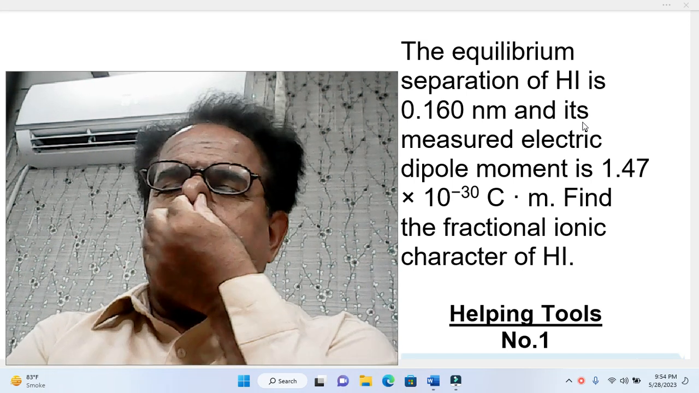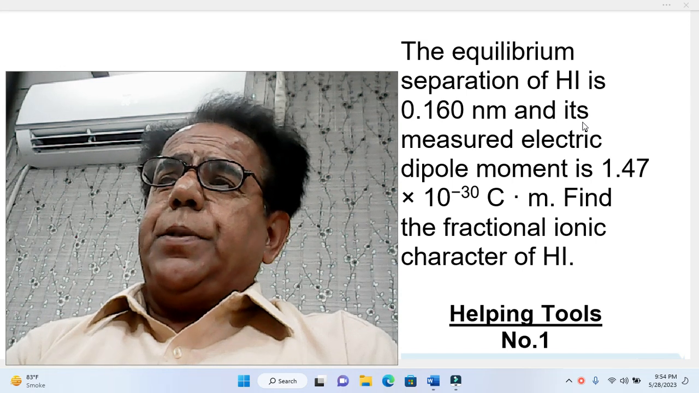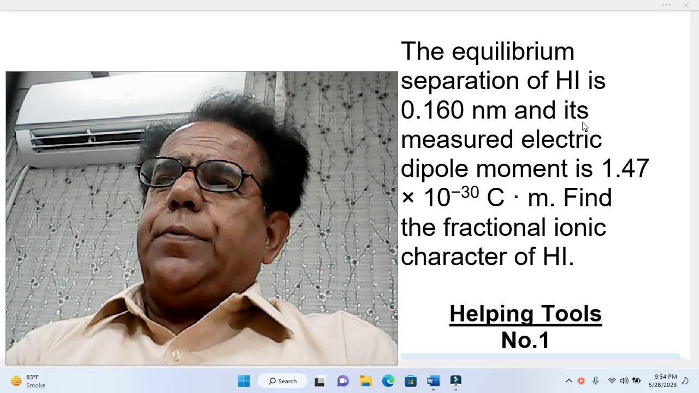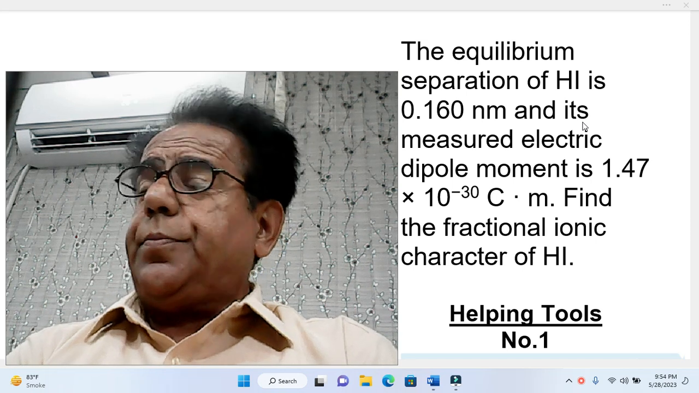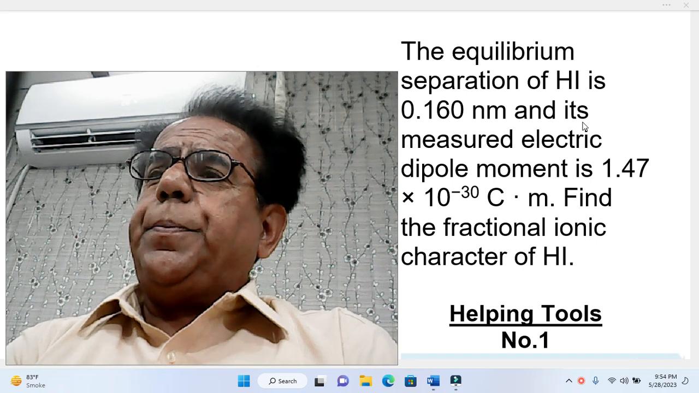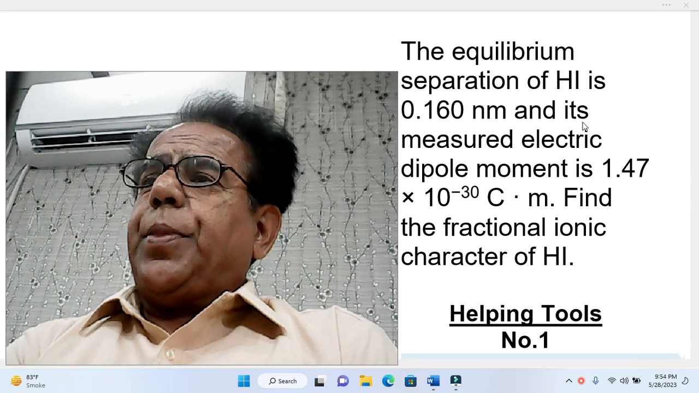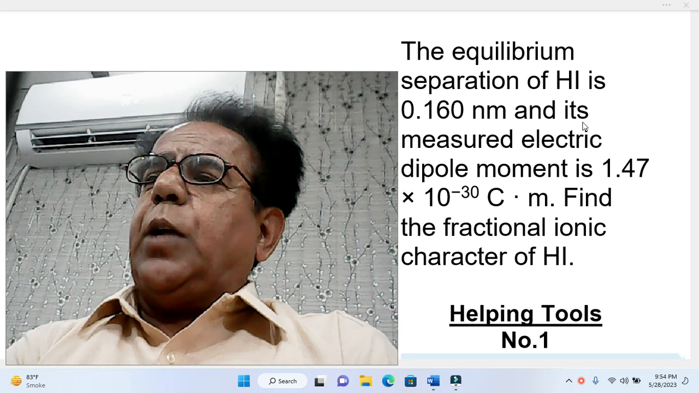This is our next problem, once again chosen from the book Modern Physics by Kenneth S. Krane. As usual, we first come to its statement. The statement is: the equilibrium separation of hydrogen iodide.